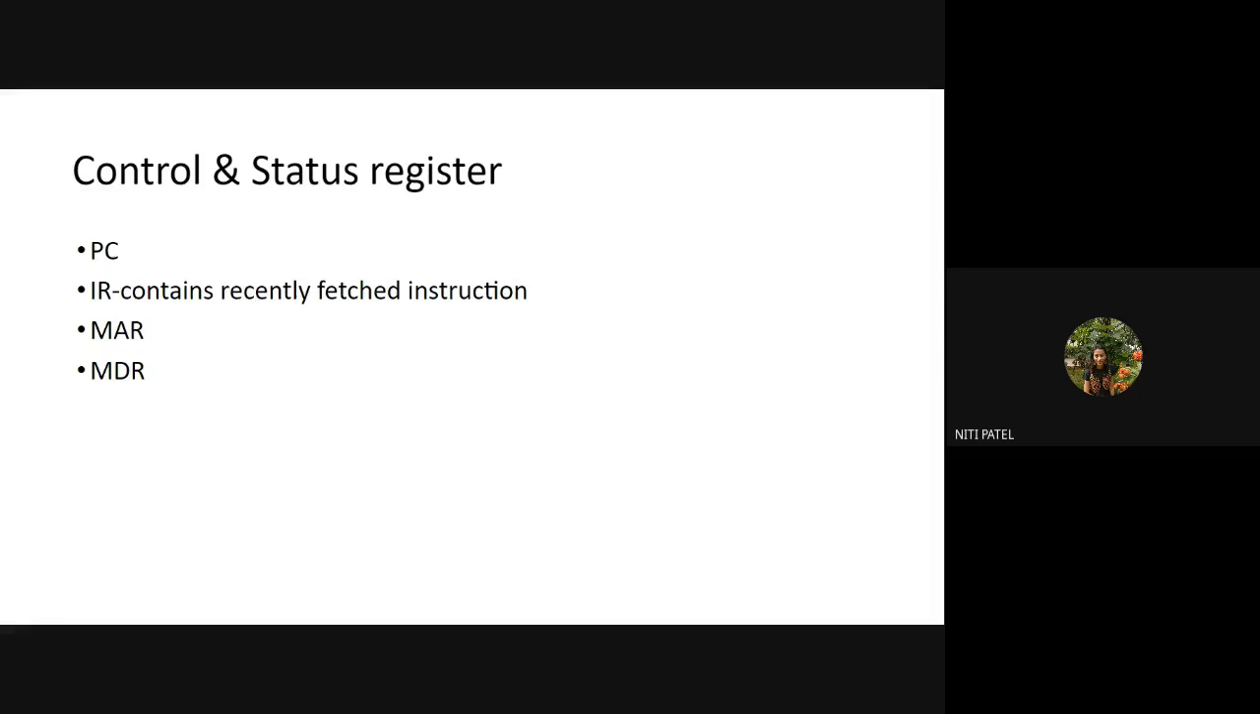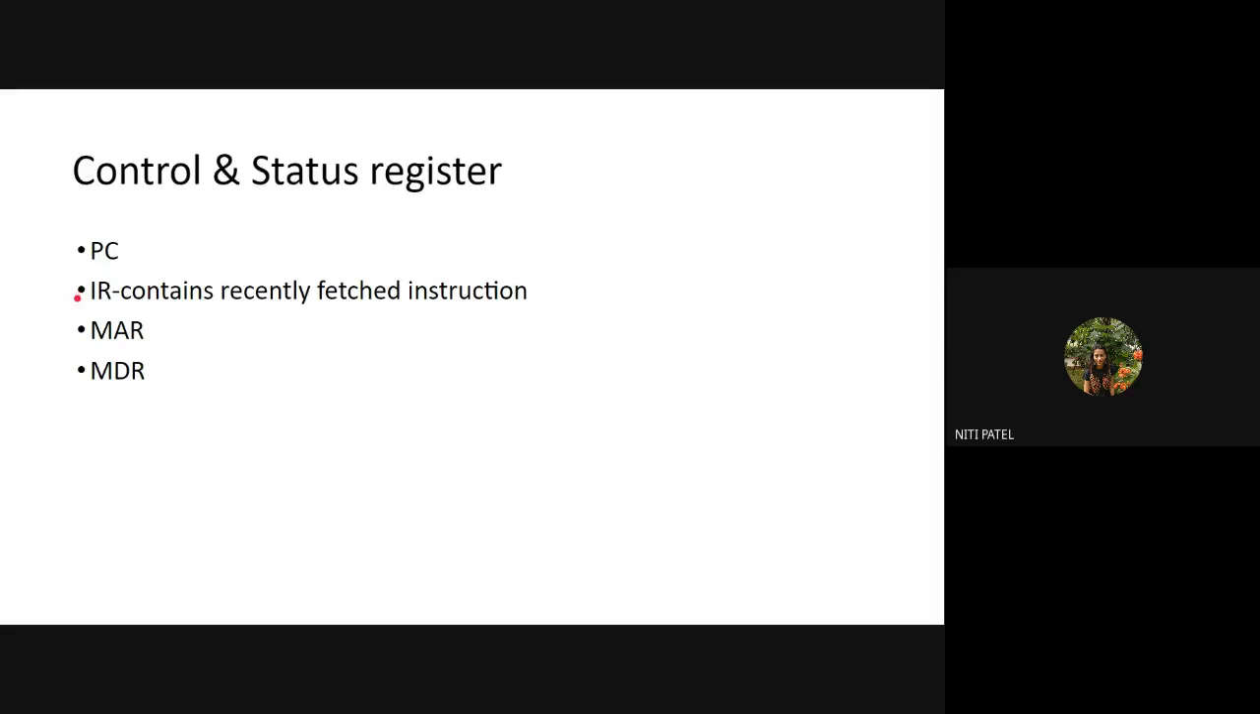Next is IR. What is IR? Instruction register. What does it contain? It contains the recently fetched instruction. So whenever instructions are fetched from the instruction queue and are going to be stored in your decoded queue, who will maintain the recently fetched instructions? It will be maintained by your instruction register. I think you are aware of this because it was explained in the first chapter also.